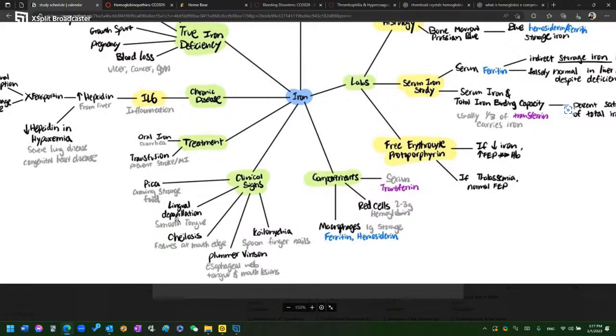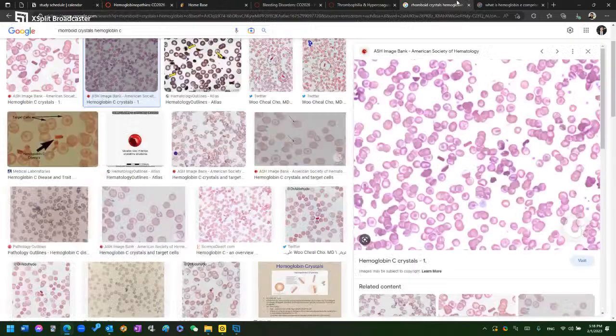Symptom: lingual depapillation, really smooth tongue. Cheilosis, you look a little like the Joker, and your mouth is splitting at the ends, kind of crazy. Plummer-Vinson, which we've learned about, has the esophageal web, and you have these sores on your mouth. And then koilonychia is these weird shaped fingernails.